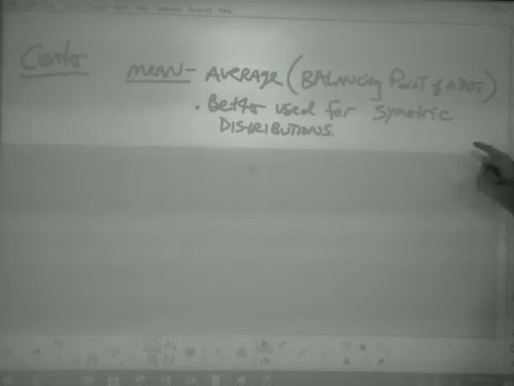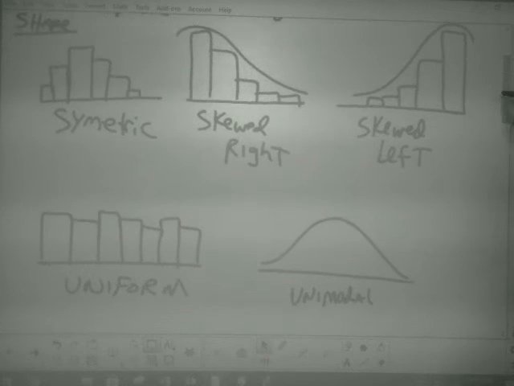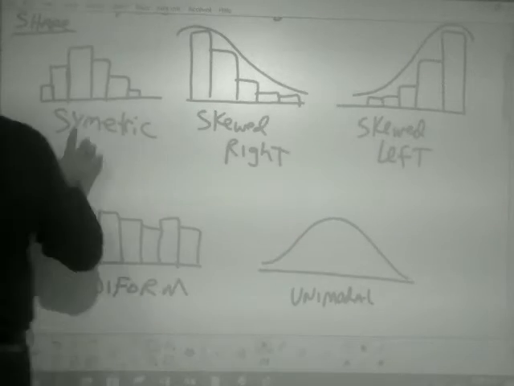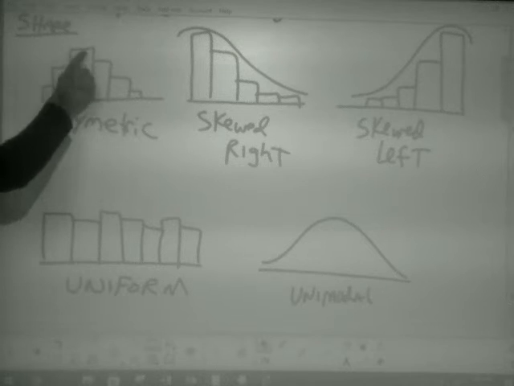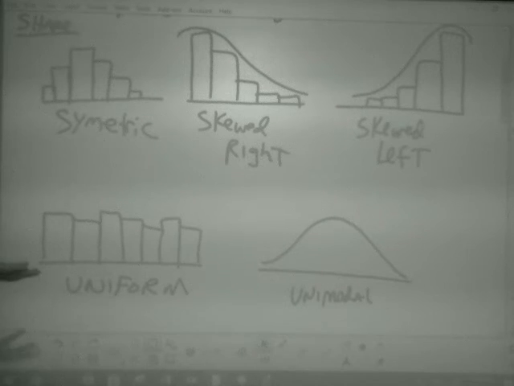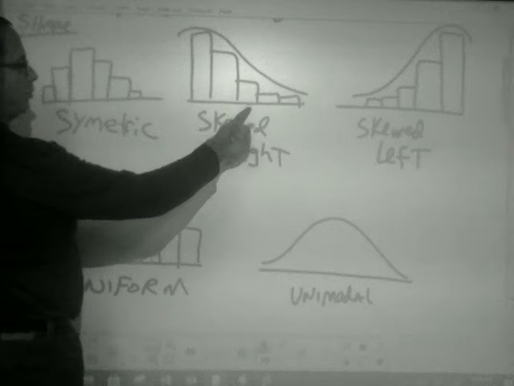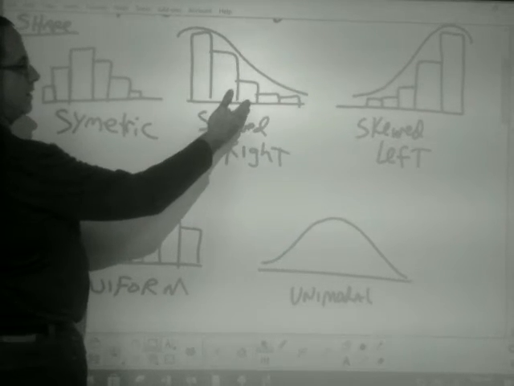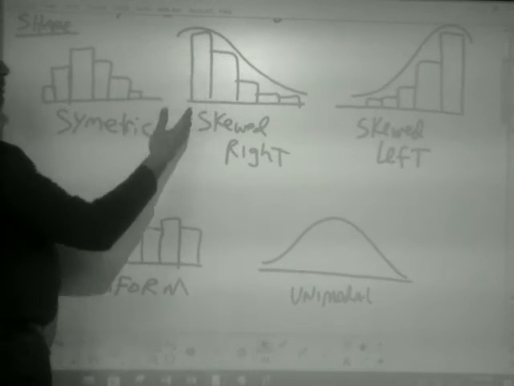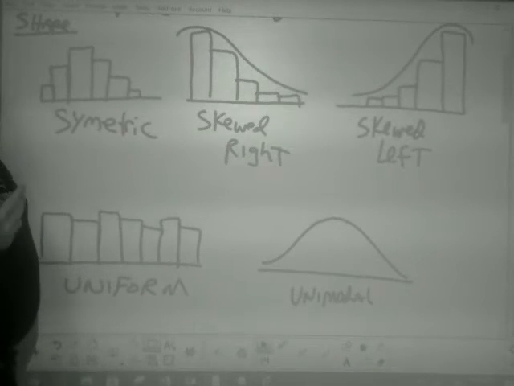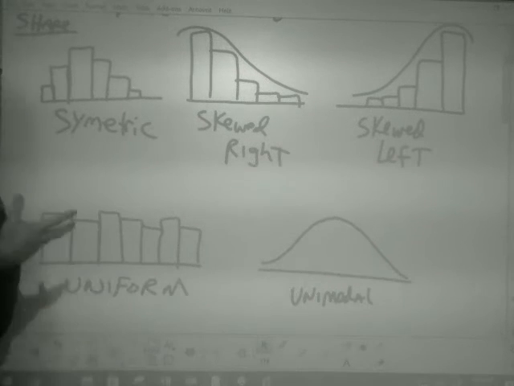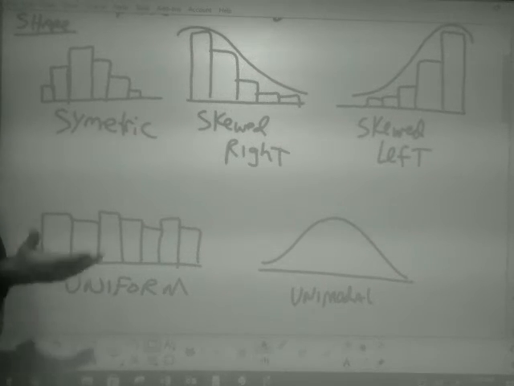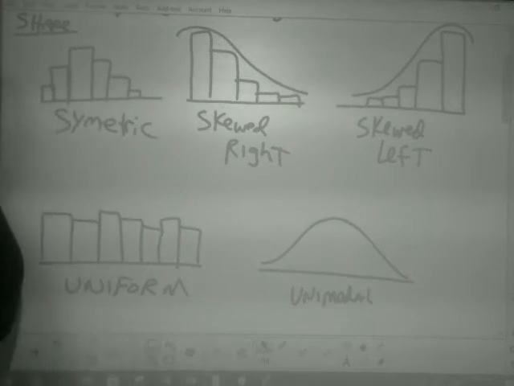Now, it's better used for symmetric distributions. The reason why is this. If I tell you that the mean of this data is right in here, or the average, that makes sense. But if I'm over here and I say, on average, people get about this value, that's not really what the data is. The majority of everyone is back in here, but that wouldn't be the average because that would not be where the balancing point is. So I like to use the word average when I'm dealing with symmetric data.